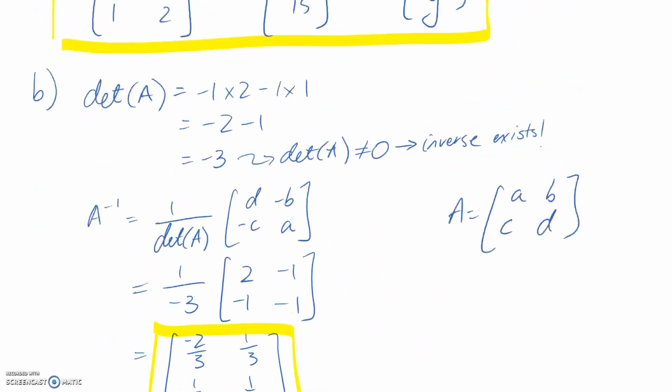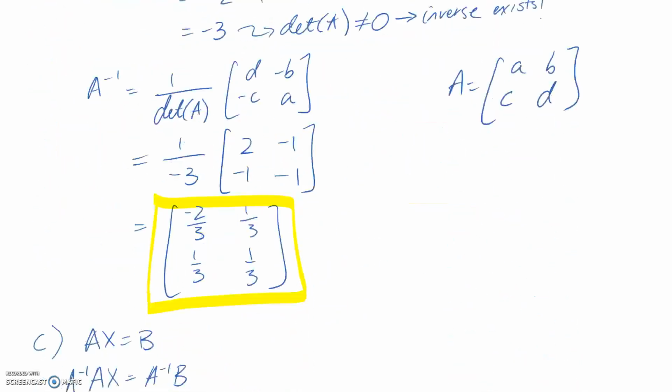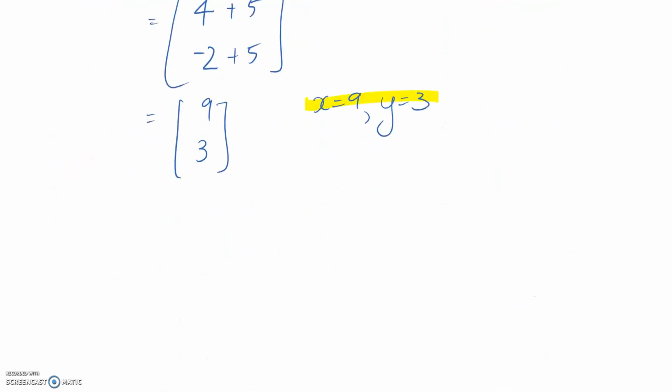So we've got one little part left here, which was part D. It says show that you can obtain the same answer for x using Cramer's rule. So Cramer's rule, remember, relies on calculating determinants. So let's pop it down here.